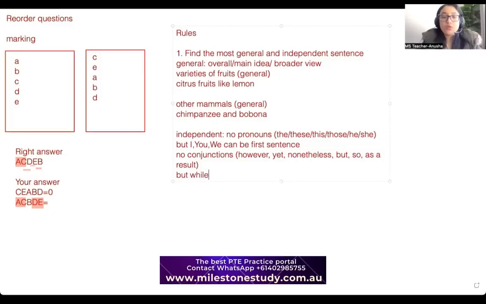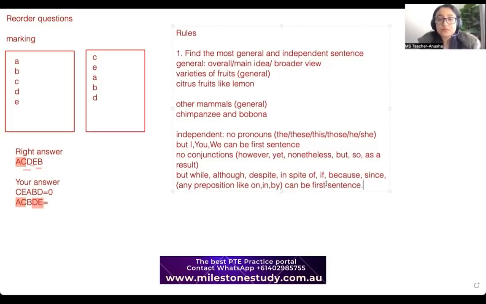But while, although, despite, in spite of, if, because, since, or any preposition. Preposition means any preposition like on, in, by, can be the first sentence.